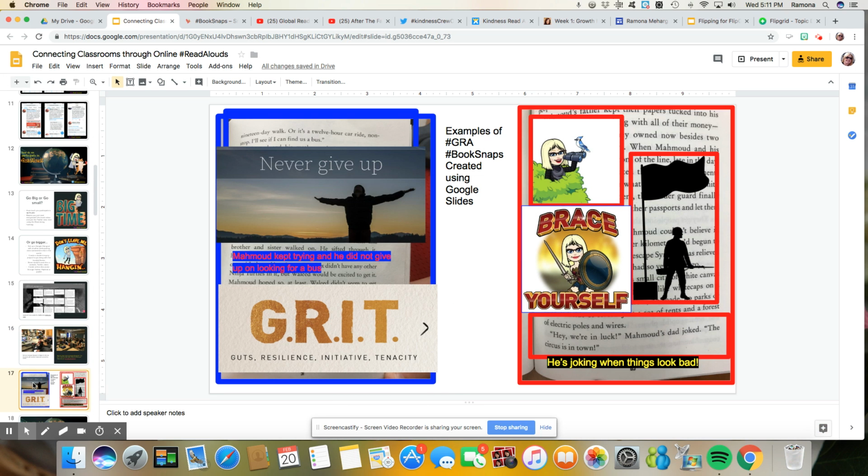Another thing my students love to do is to create book snaps. And this is something that is created by Tara Martin. And these are examples from this fall. We were in the Global Read Aloud, and the book we were reading together with classes all over the world was called Refugee. And so here is an example that I showed, and here's an example that my student made of a book snap. So they made this using Google Slides, and then we took a picture of that slide, and we posted it on Twitter using the GRA hashtag for refugee, and also using the hashtag book snaps.